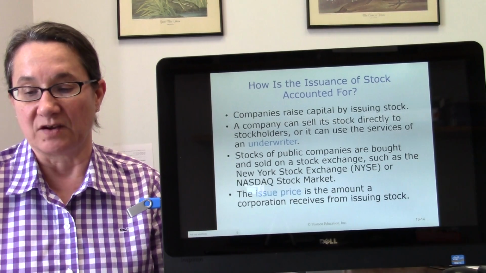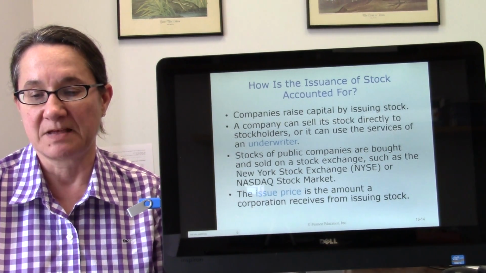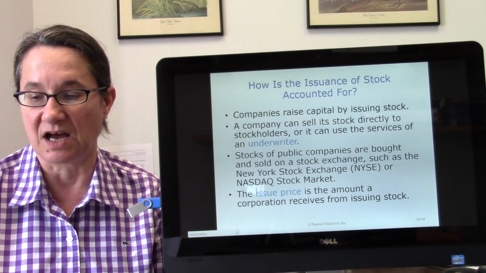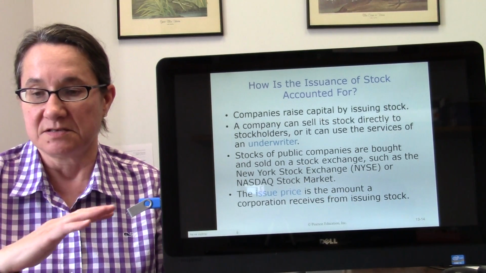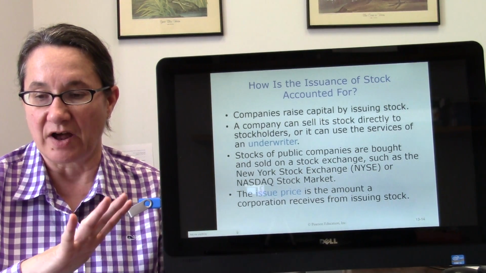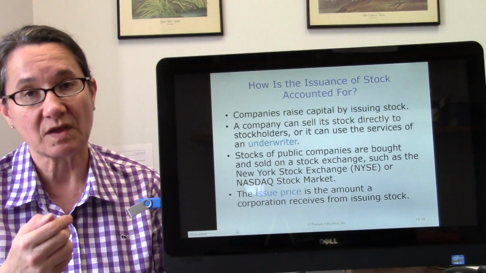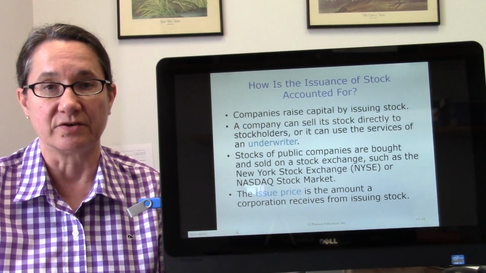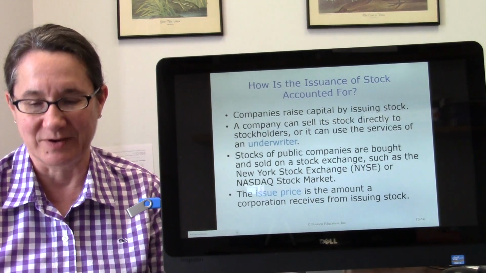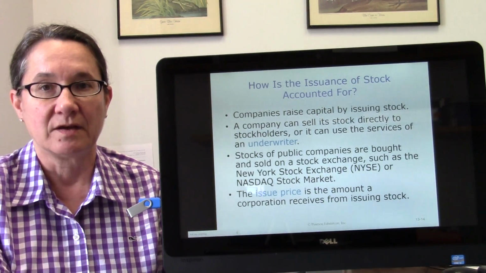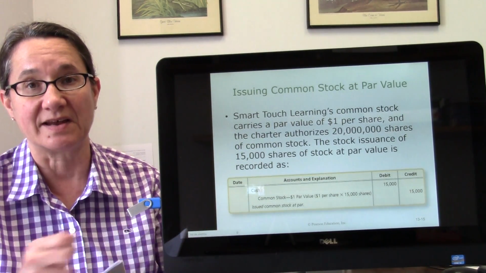The amount that the corporation receives from issuing stock is called the issue price. The issue price is the price the stock initially sells for the first time it's sold. So obviously companies have some stock authorized. They decide, oh, we're going to sell some of this to raise some capital. So they sell it either directly or through an underwriter. And we got to put that on the books, right? Because cash is going to come in, right? So we got to get that cash on the books. How do we do that? Pretty simple. Cash and common stock.